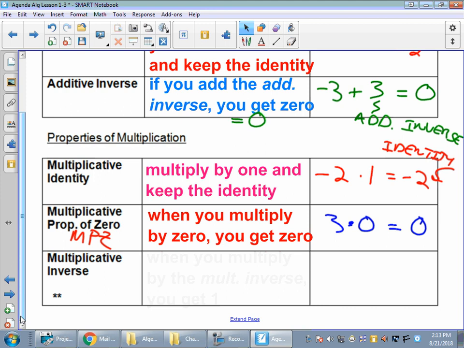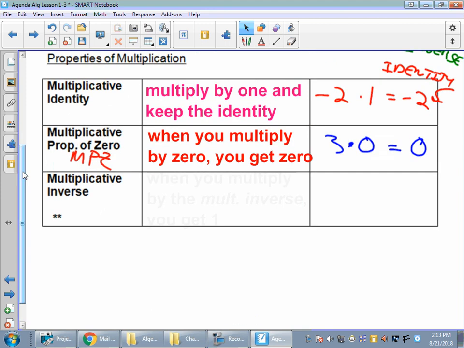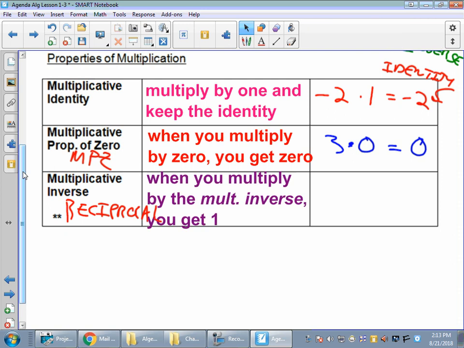Multiplicative inverse. I'm just going to give us a little more room here to work with. Multiplicative inverse. So another word that we're more familiar with might be the phrase reciprocal. The word reciprocal. That is the multiplicative inverse. It's the same thing. And what does it do? What does a reciprocal do? Well, when you multiply a number by the multiplicative inverse, or by the reciprocal, you get 1. So a couple examples of that.